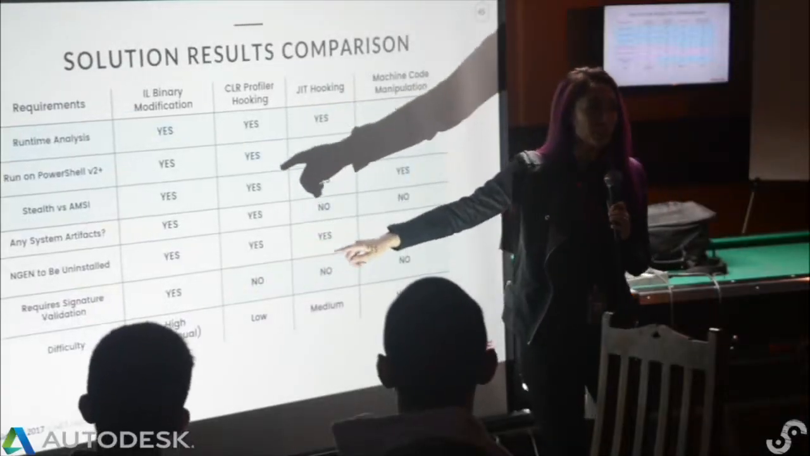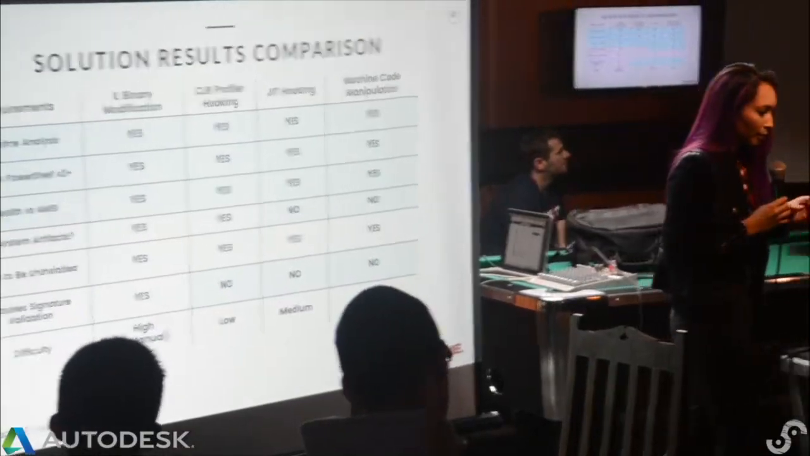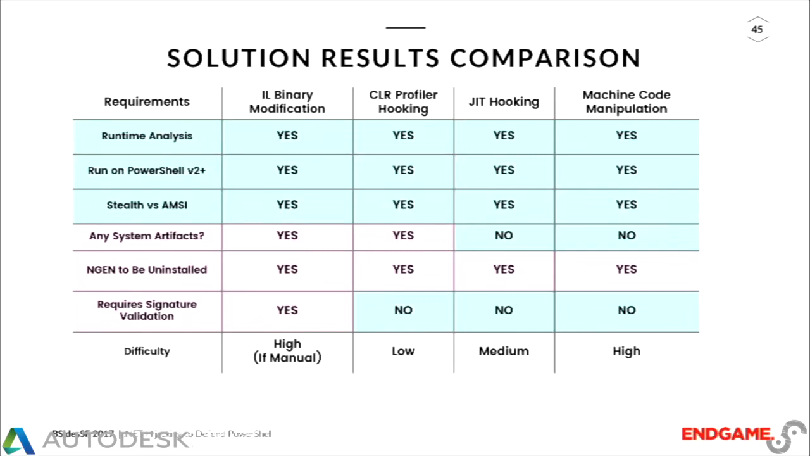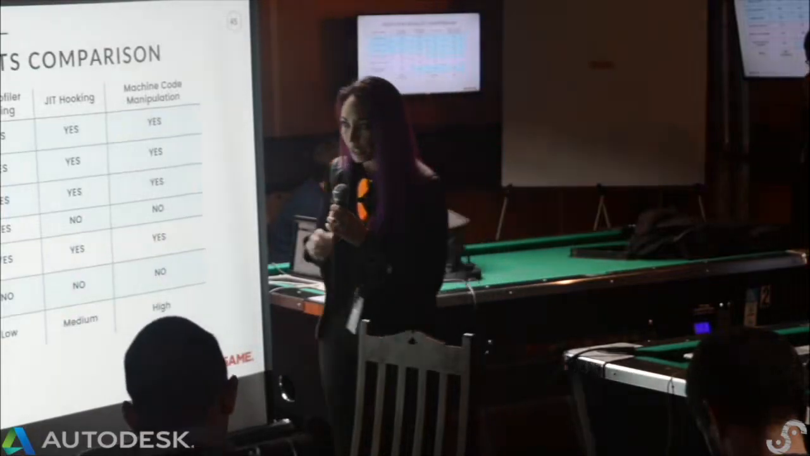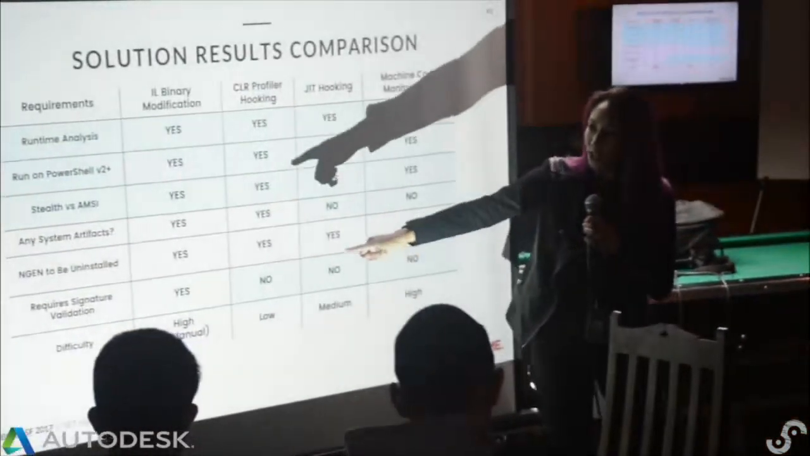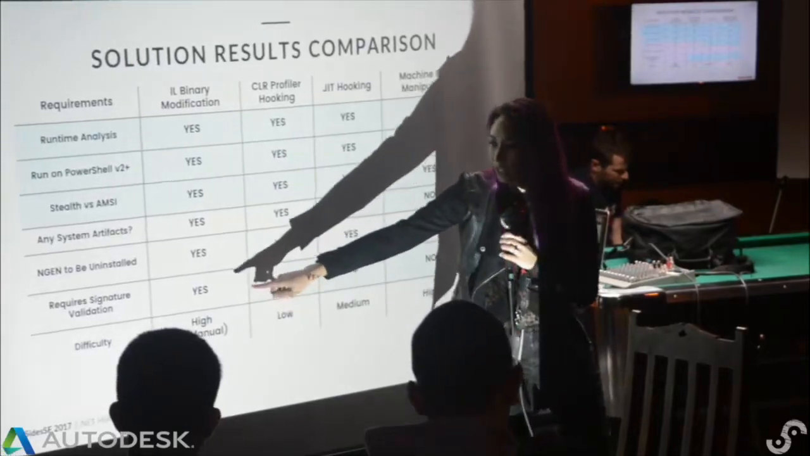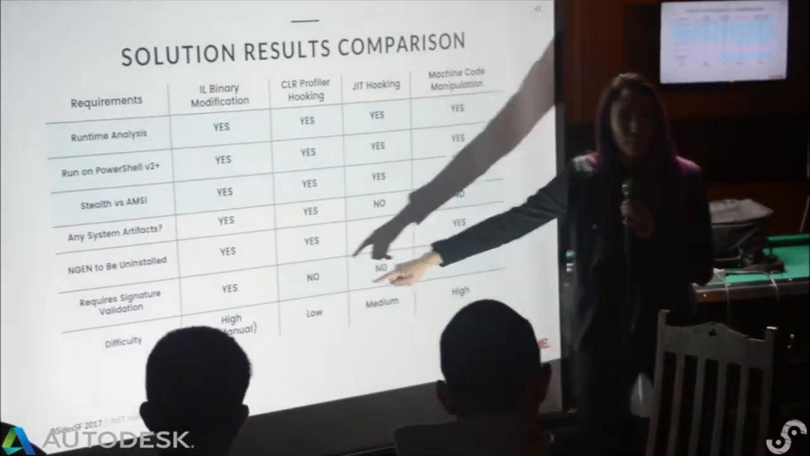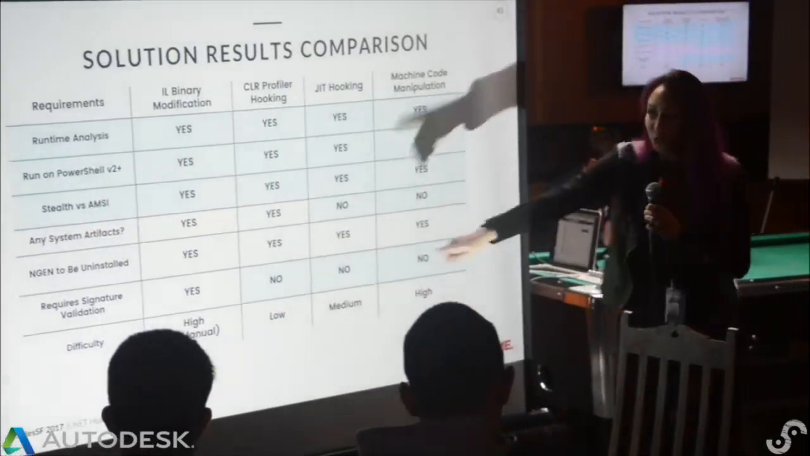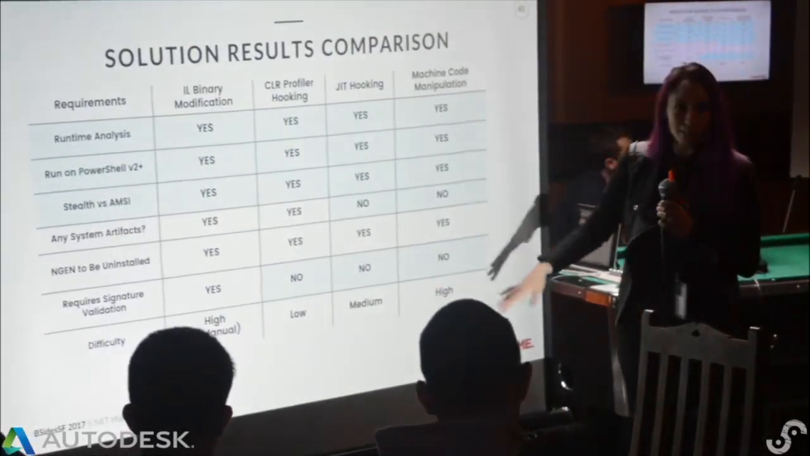Does it have to have NGen installed? Another thing is, if you have an NGen native image, it'll bypass the JIT compilation stage. So all the efforts you're doing in the JIT location are not going to work, so you're going to have to uninstall it. That makes a big difference when you're deploying into a customer environment. And then it also requires signature validation. Like I explained before, if you're trying to bypass a signature, you need to make sure that you can in the environment. And also difficulty. I labeled everything by difficulty on this chart.